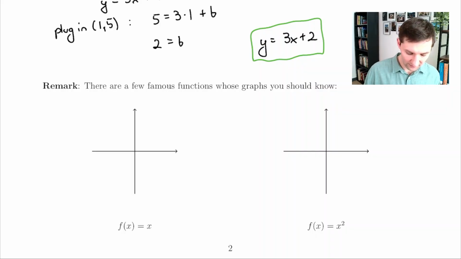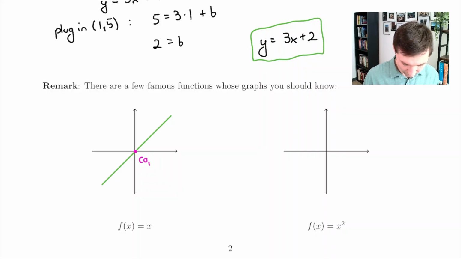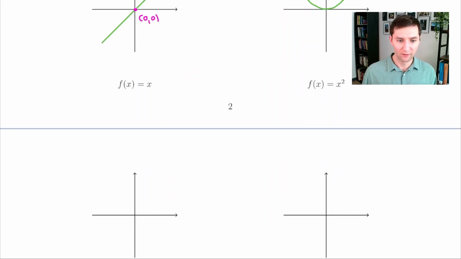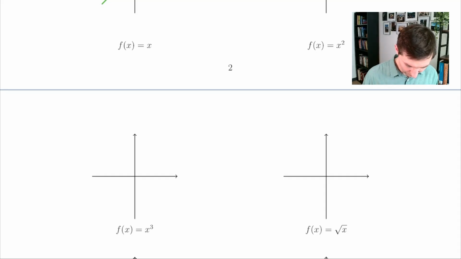I believe that the function f of x equal to x is a straight line going through the origin, where the origin is the point (0, 0). That line forms a 45-degree angle with the x-axis. The function f of x equals x squared looks like the following. It goes through the origin. The function x to the third power looks like the following. Look how flat it becomes near the origin.